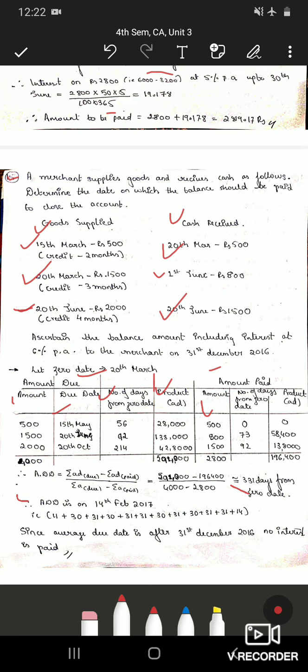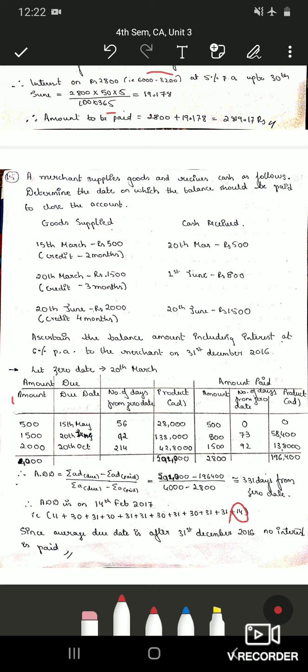Therefore the average due date is on 14th Feb 2017. So this is for March, April, May, June, July, August, September, October, November, December, Jan and Feb. When you add this, you will get 331. I had shown in previous classes how to calculate the average due date from the zero date. So take 331 and go on subtracting these. Whichever value comes last, that will be your average due date. So the average due date is on 14th Feb 2017, that is, the next year.